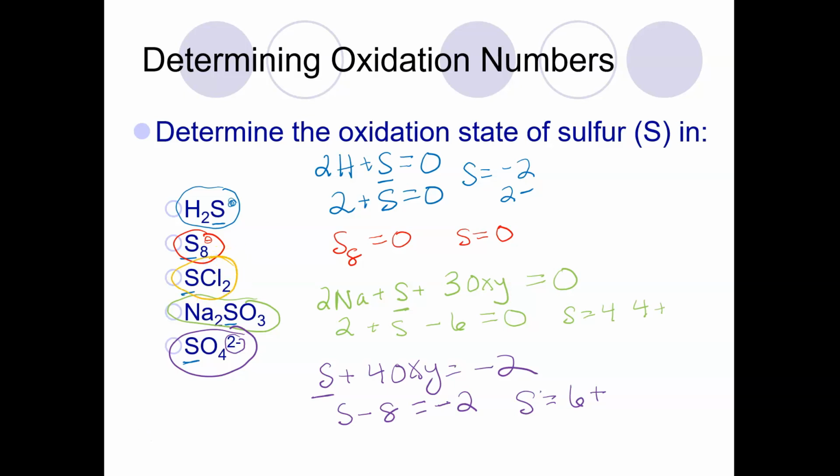SCl2. The 1 sulfur and the 2 chlorines, I'm going to say they're adding together to equal 0.